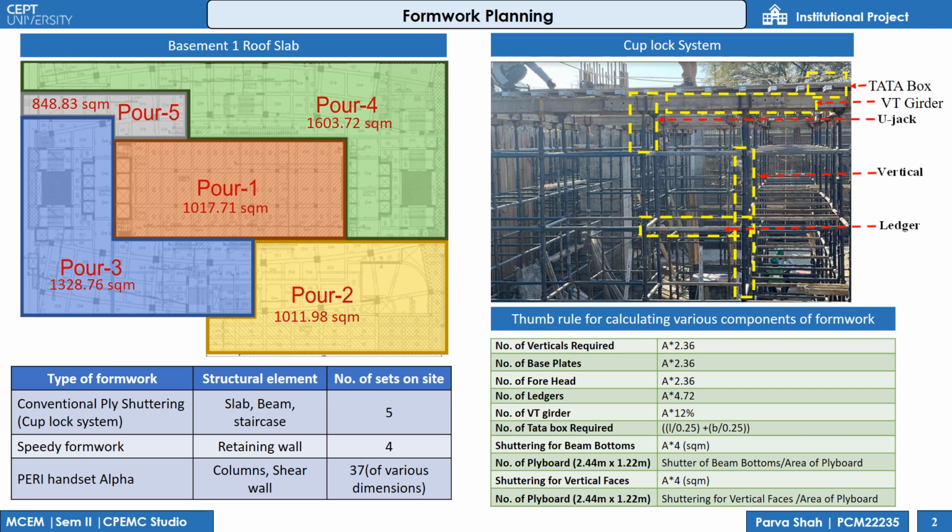For conventional ply, the couplock system is used. Various components of the couplock system are VT girder, vertical, ledger, U-jack and Tata box. For calculating the requirement of these various components, firstly 25 square meters of area is observed and from that a thumb rule is created for further calculation.